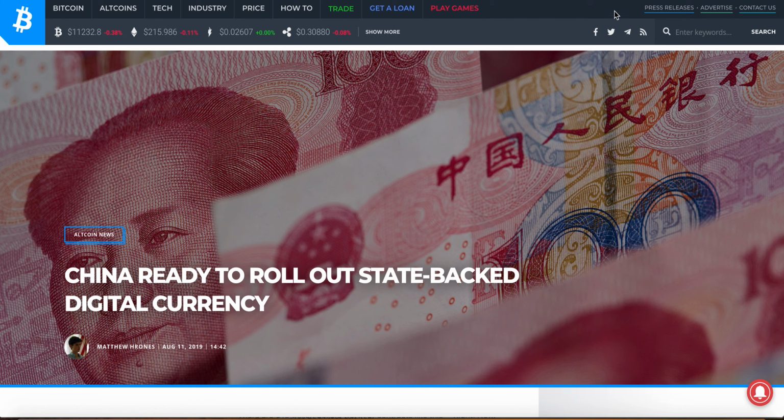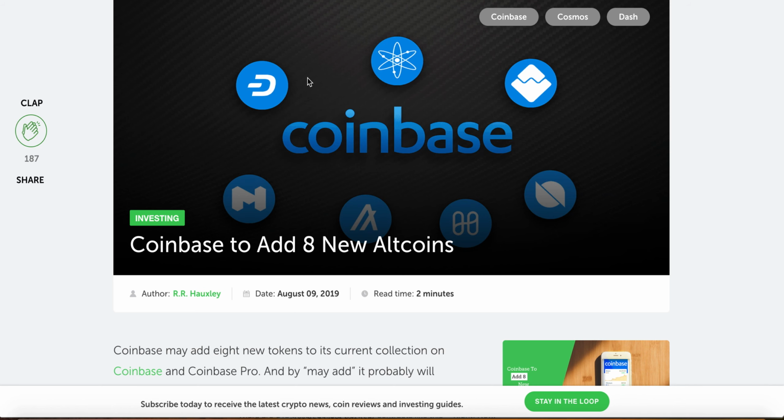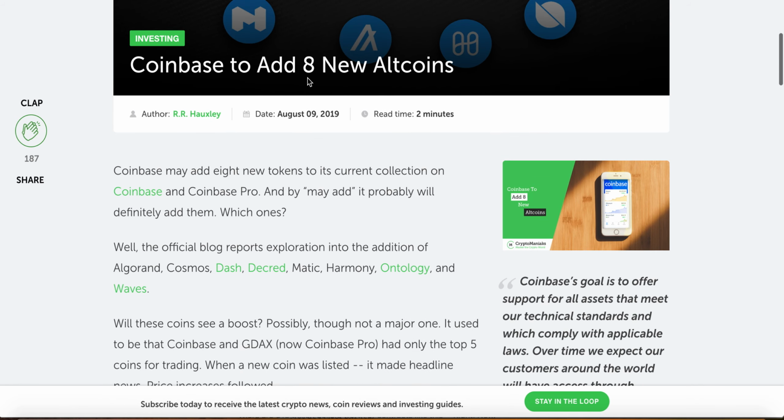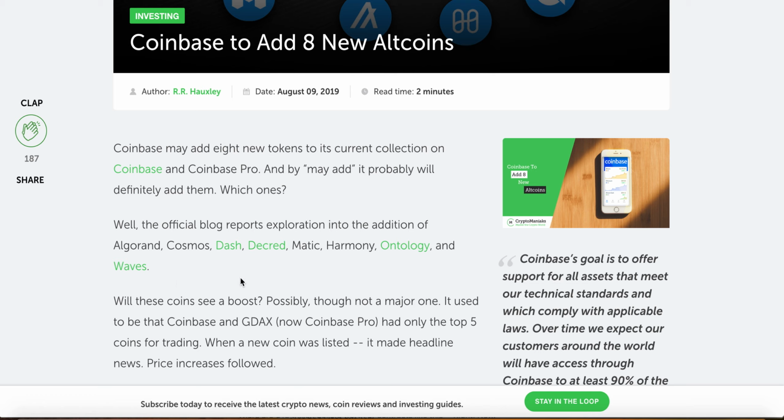And the next topic, we're going to talk about Coinbase adding 8 new altcoins. These include Algorand, Cosmos, Dash, The Graph, Matic, Harmony, Ontology, and Waves. So Ontology instead of Neo, they want to add Ontology potentially. That means probably the Neo project is dead.